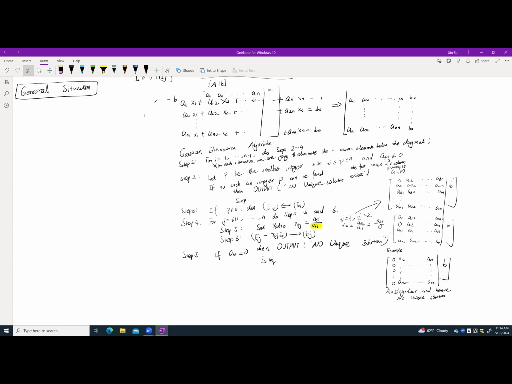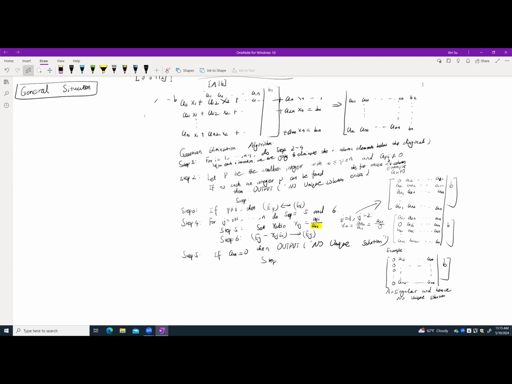Just for one step 5 and step 6. But how many steps do we need here? We need n minus i plus 1 for this big step 4. And then in step 4 we have n minus i iterations here. So for just one step 4, how many operations do we need?